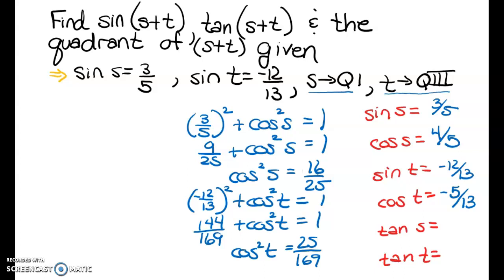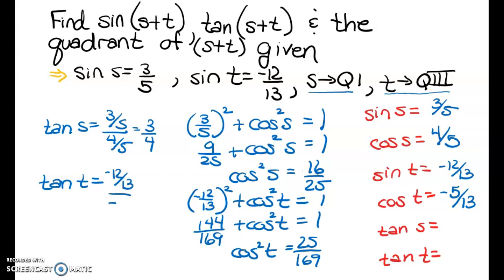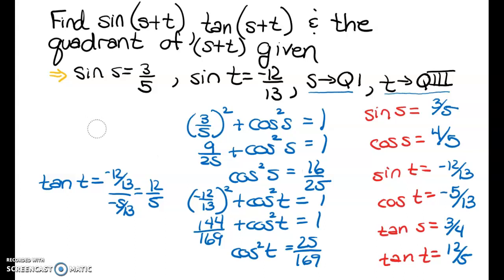So to find the tangent of S and the tangent of t, that's just a matter of taking ratios of sine and cosine. So the tangent of S is going to be 3/5 over 4/5, which is just going to be 3/4. And then the tangent of t is going to be -12/13 over -5/13. So it's going to be 12/5. So let's write those values down, and then I'm going to erase this work so we can actually answer the question that we were asked to answer.